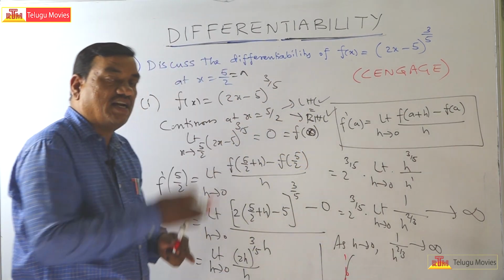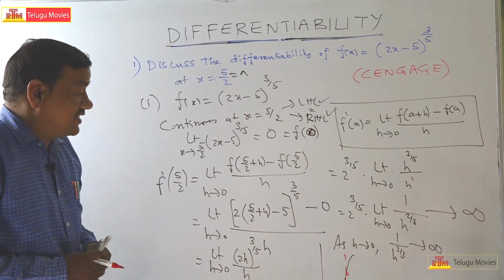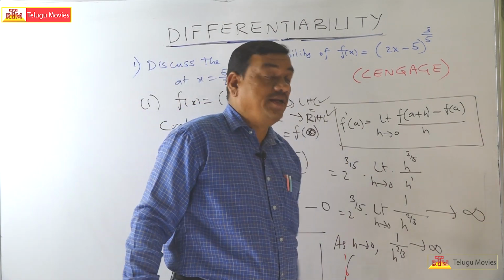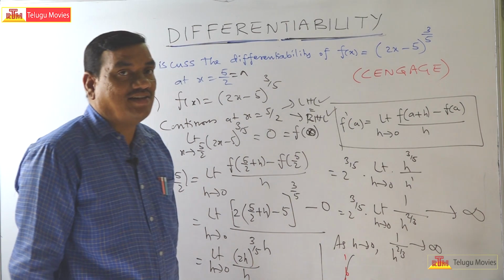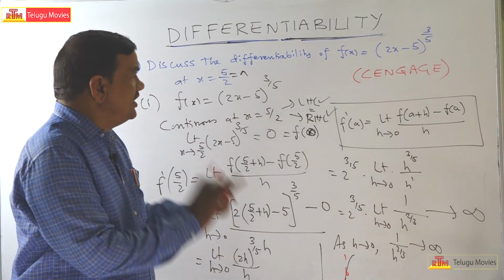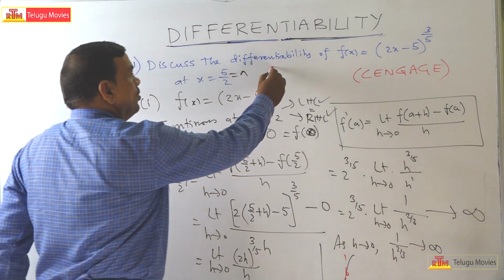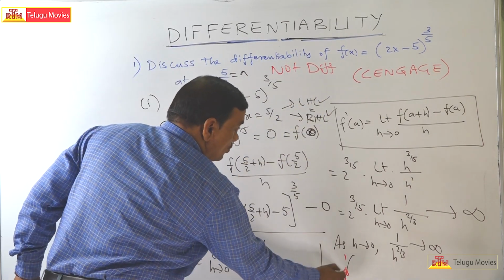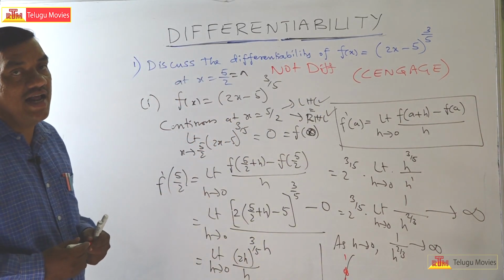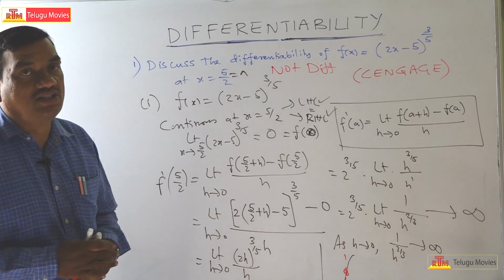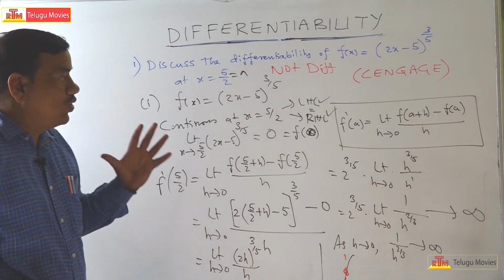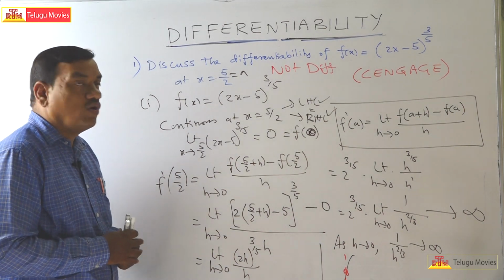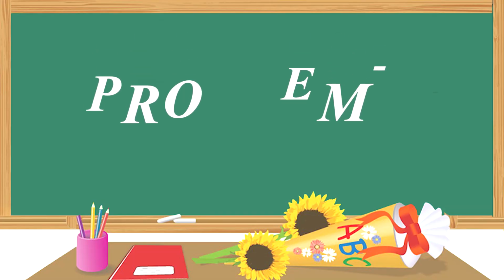You will get a vertical tangent. Already I told, at x equal to 5 by 2, since the function limit is tending to infinity, you will get a vertical tangent. Therefore, it is not differentiable. That means at x equal to 5 by 2 you cannot draw a normal tangent, but there exists a vertical tangent. Understand this? Okay, I hope that you understand this problem. Let us go for the next problem.